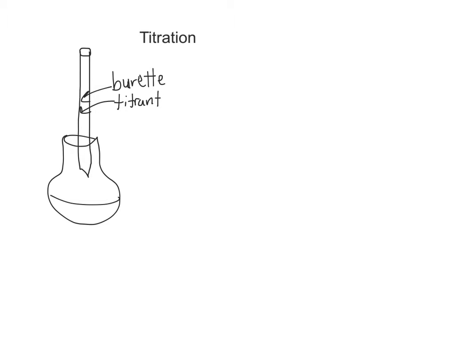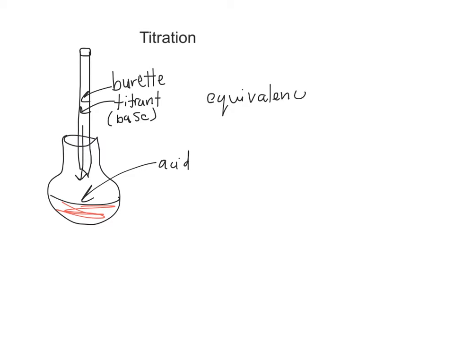Your titrant is in your burette, and typically, but not always, you're going to have your base in the burette. And then what you are titrating is in an Erlenmeyer flask, typically the acid, but not always. So you'd have a sample of an acid in this Erlenmeyer flask. You would titrate it with base, and in terms of terminology, there's something called the equivalence point.